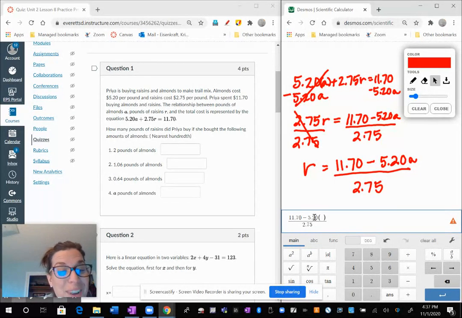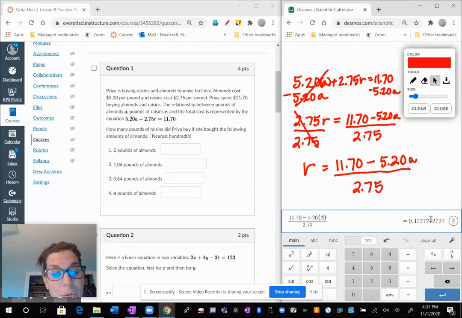So now instead of having to plug it in over here, do the math and do everything backwards, we can just insert the amount of almonds here, and all the math is on this side. After the calculator finishes calculating this, we will be left with a number that is the amount of raisins that can be purchased. So if 2 pounds of almonds are purchased, you plug a 2 in there, it does all the math for you. It multiplies it by 5.20, subtracts it from 11.70, takes that and divides by 2.75.